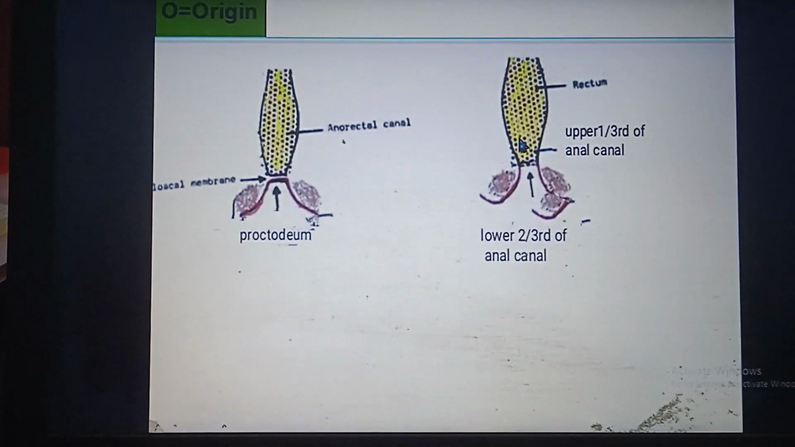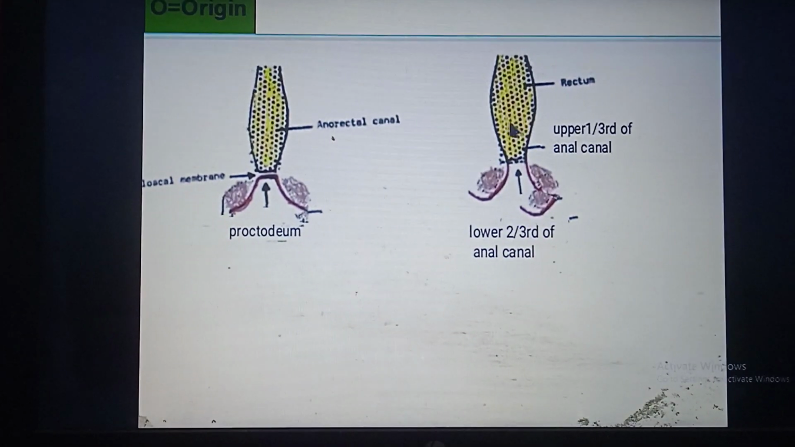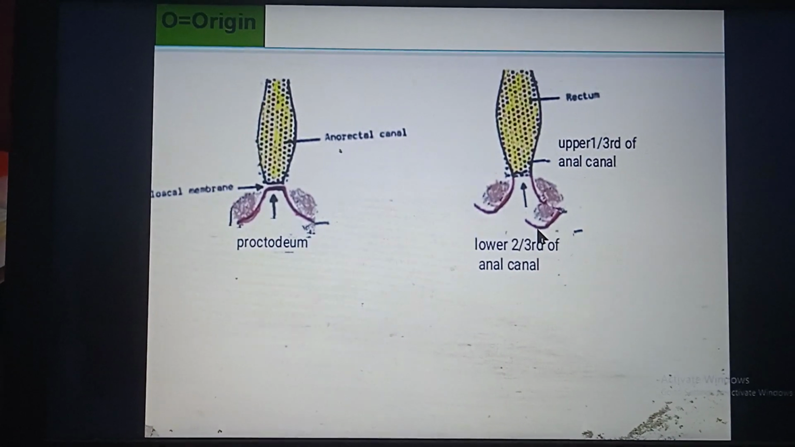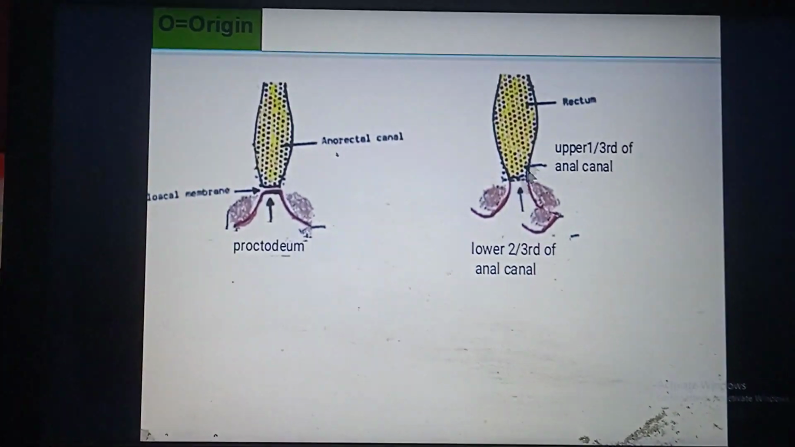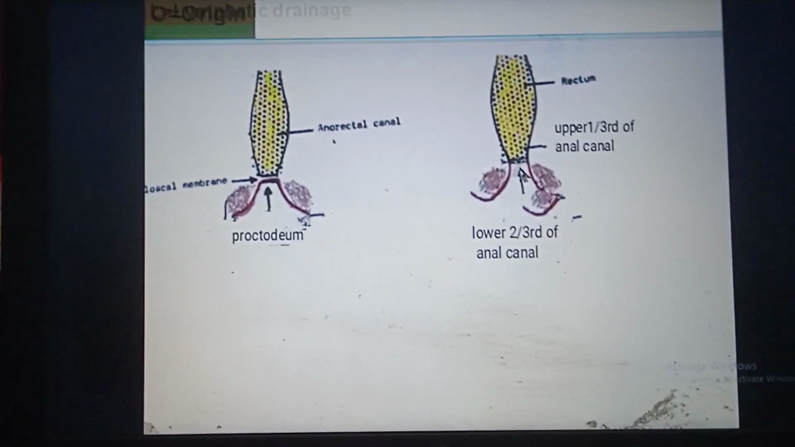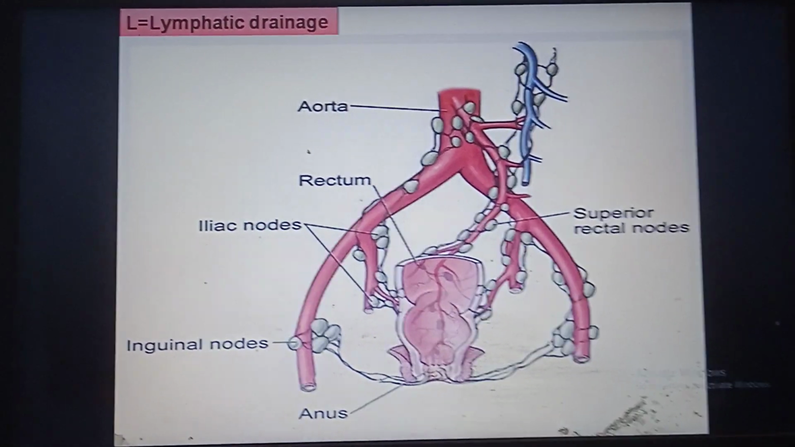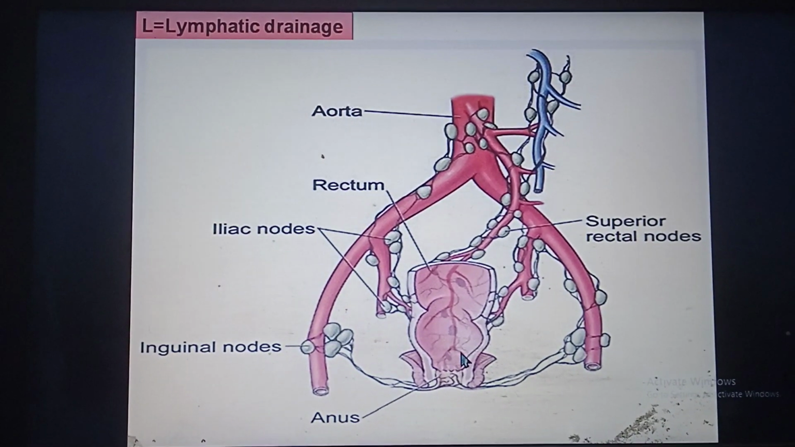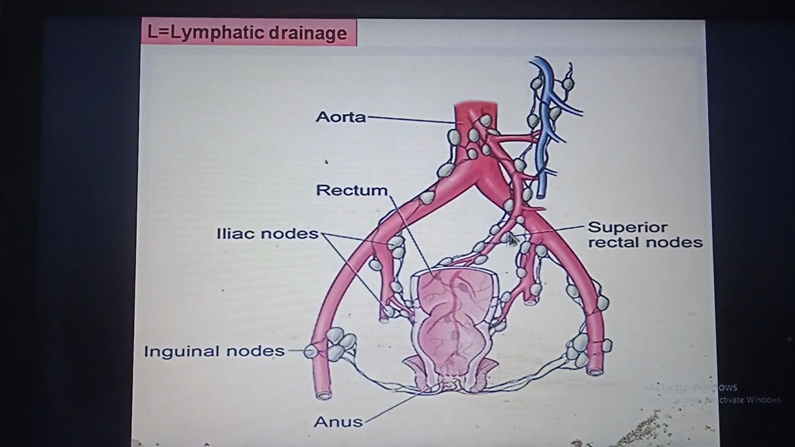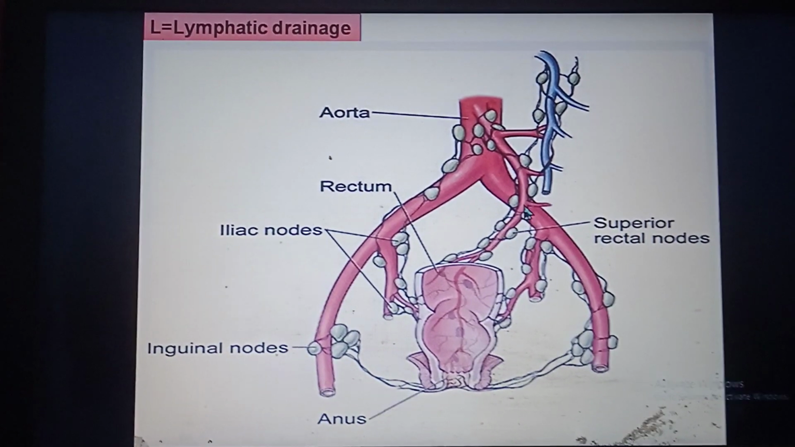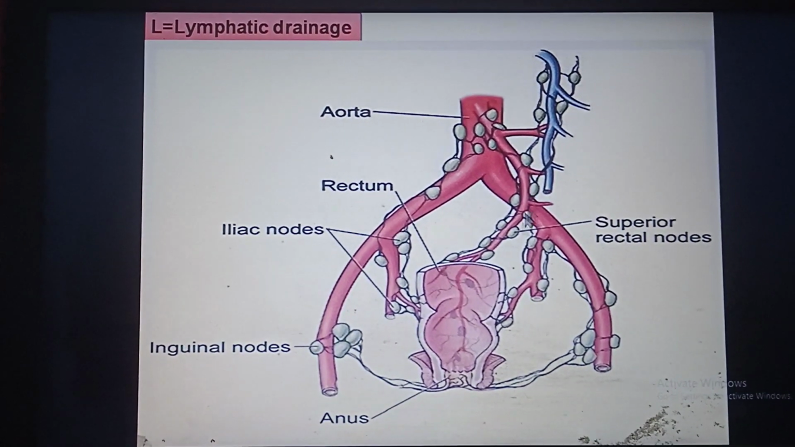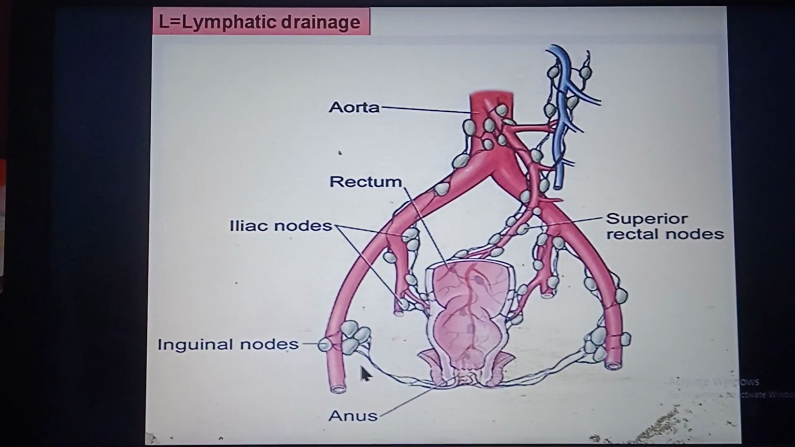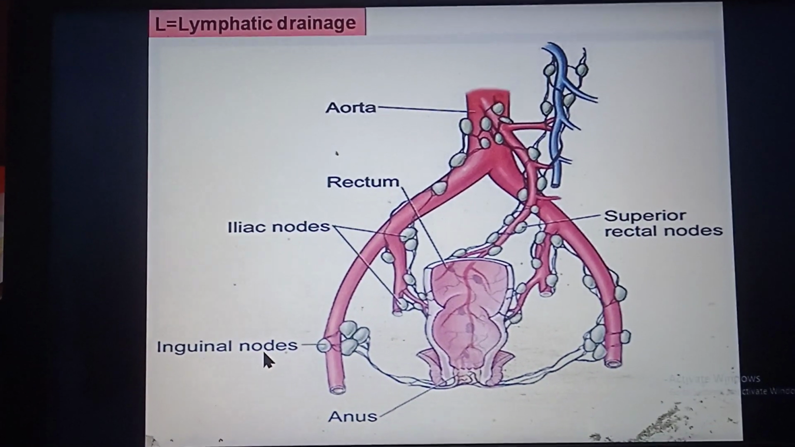Cloaca, we all know from where our GIT is developed, so it is endodermal in nature. Whereas proctodeum is ectodermal in nature. So, the origin is different from that line. VOLCANO, L for lymphatic drainage. Pectinate line and above, the lymphatics drain into the superior rectal node, which will finally go to the internal iliac node. And below the pectinate line, the lymphatics drain into the superficial inguinal lymph node.